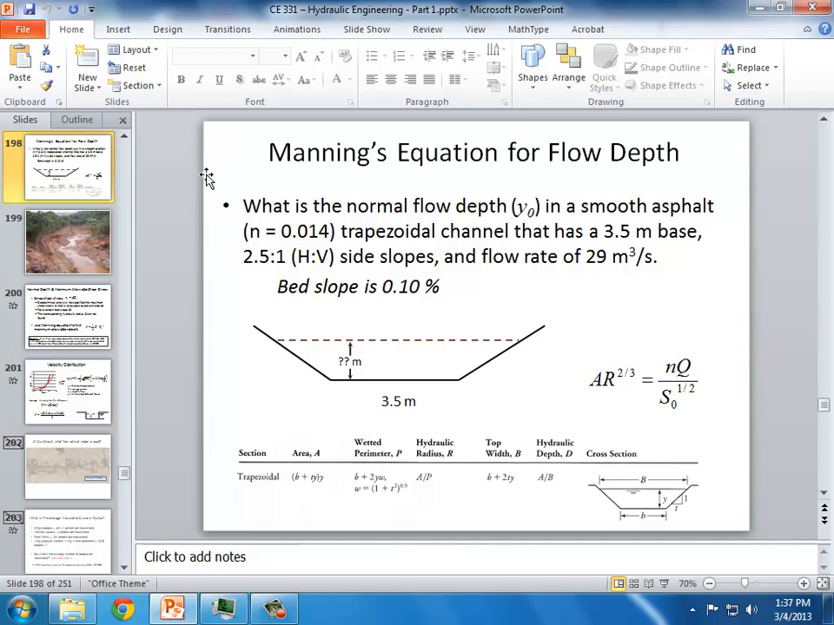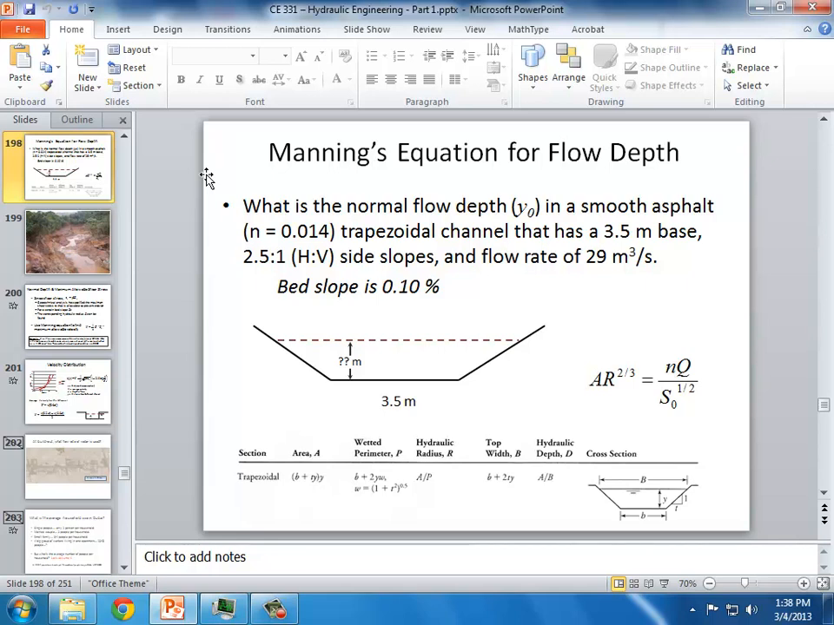Okay, now B plus 2 times Y times 1 plus T squared, and that's to the 1/2 power, and all of this is to the 2/3 power.